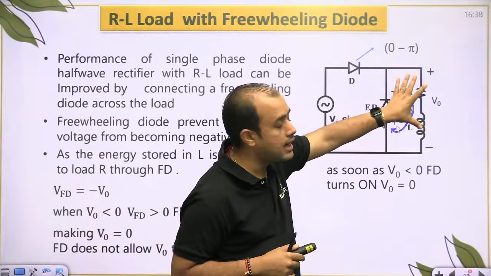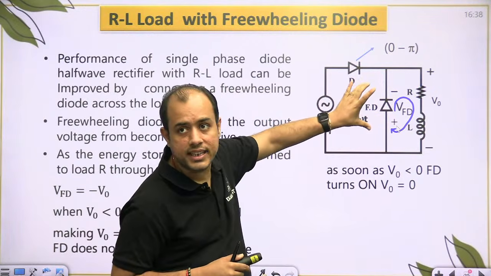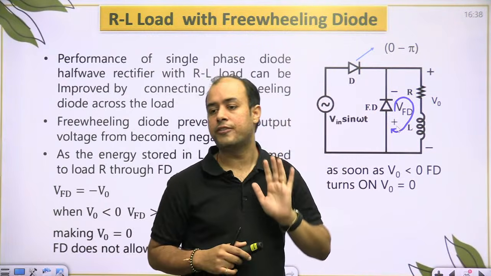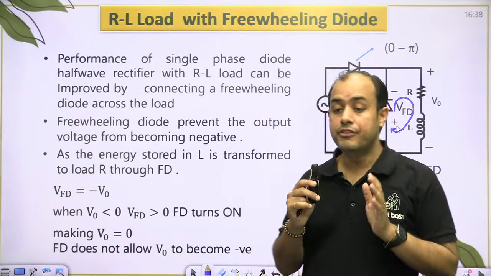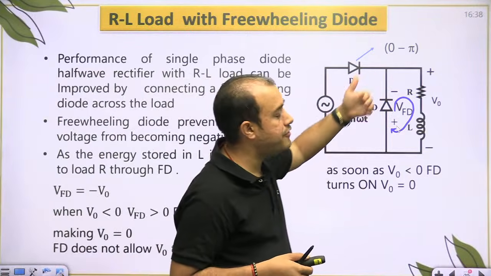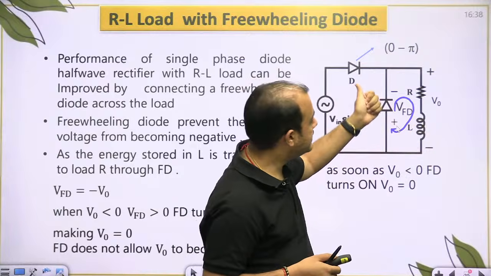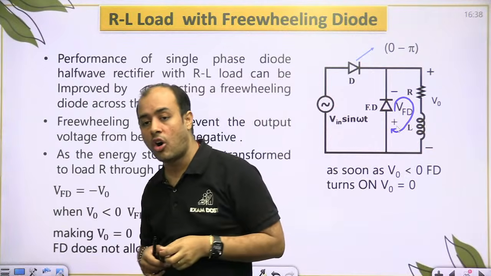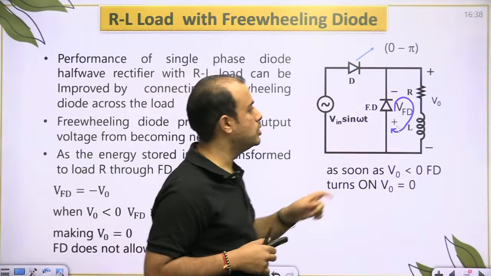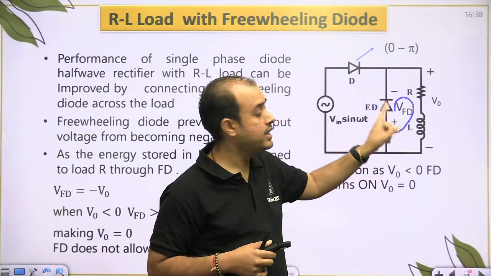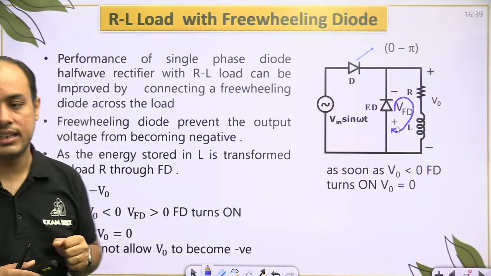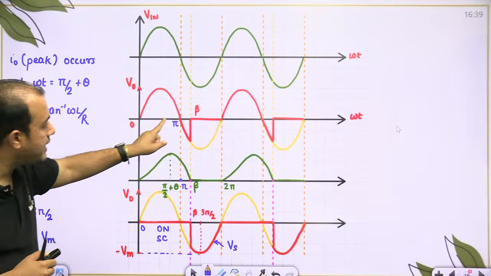Now if you see beta, it is connected in an opposite direction. That means polarity of V naught and the polarity of freewheeling diode is opposite. Which means if V naught reverses the polarity, then this freewheeling diode will be on. मेरी बात समझ रहे हो? अगर V naught की पोलैरिटी उल्टी कर दें तब ये डायोड फॉरवर्ड बायस हो जाएगा और ये डायोड कंडक्शन करना स्टार्ट कर देगा.